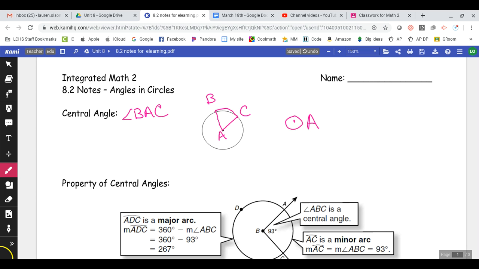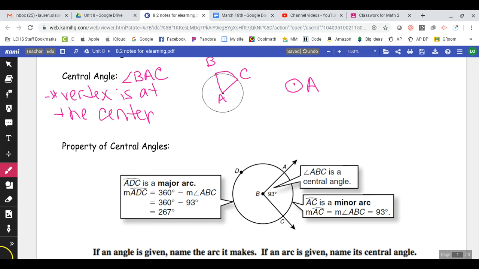And we call that a central angle because the vertex is at the center of the circle. Okay, so there's the name central angle. The vertex is at the center. So central angles have a property. It's a pretty easy property to remember.